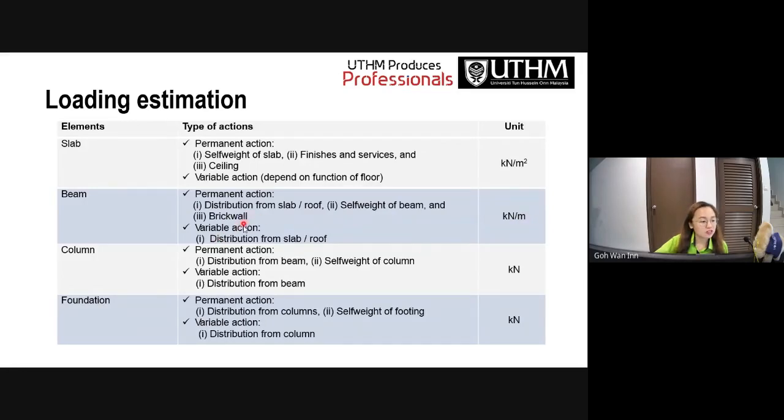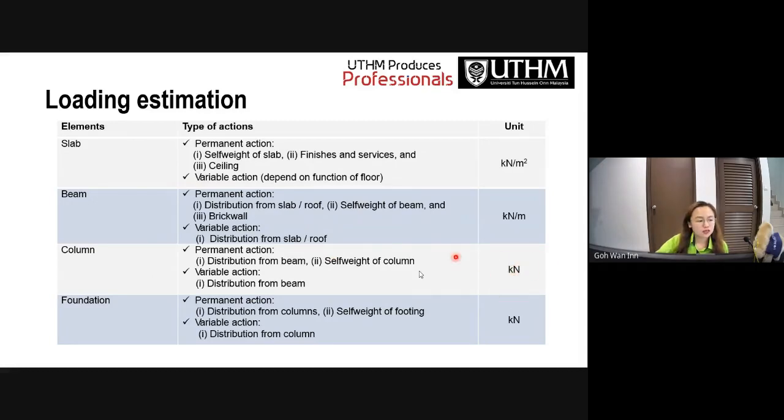And variable action is distribution from the slab or roof. So the distribution from the actions, variable action is from this one. Okay, the variable action from the slab, you will distribute also to the beam. So the beam will get the load from the slab, and the beam will distribute the load to the column. So for column, you only have kilonewton. It will become point load.